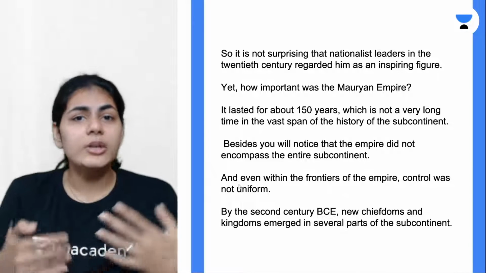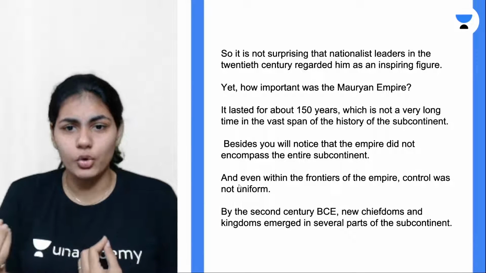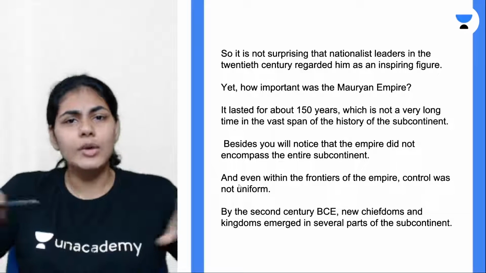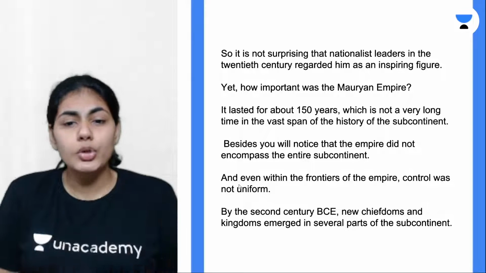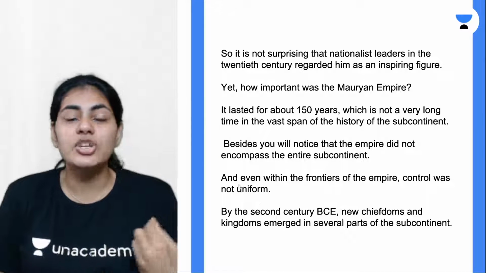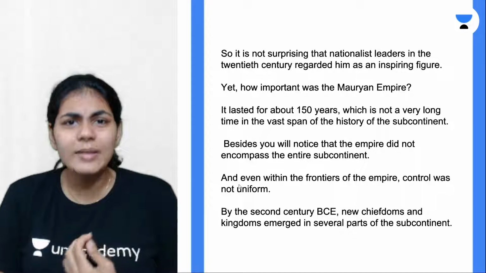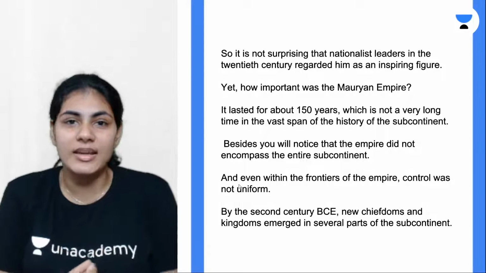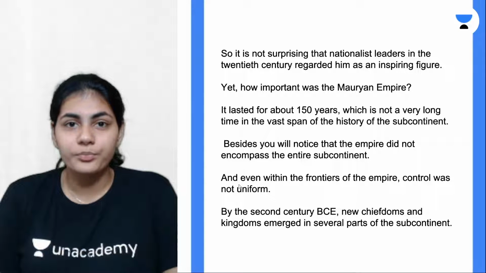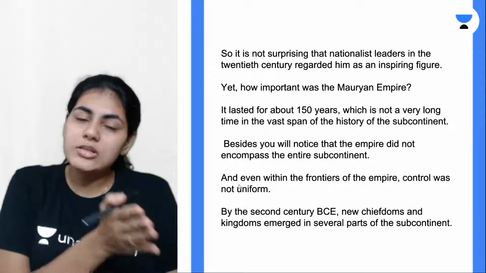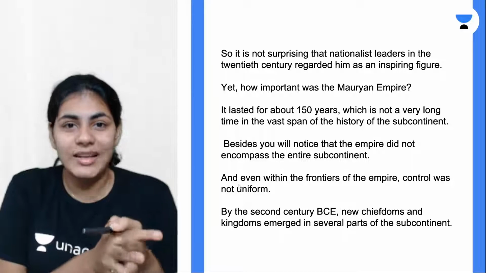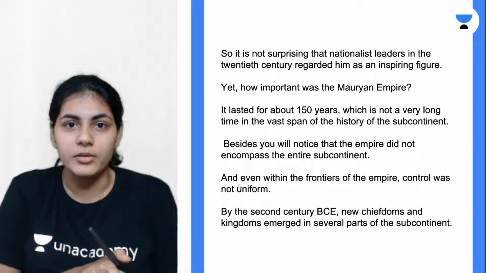And also, it became so weak after Ashoka that it started losing so many of its territories. New chiefdoms and kingdoms started emerging throughout the subcontinent, right? Because there was so much political instability after Ashoka. So again, these are also some limitations or disadvantages of calling it a powerful empire.